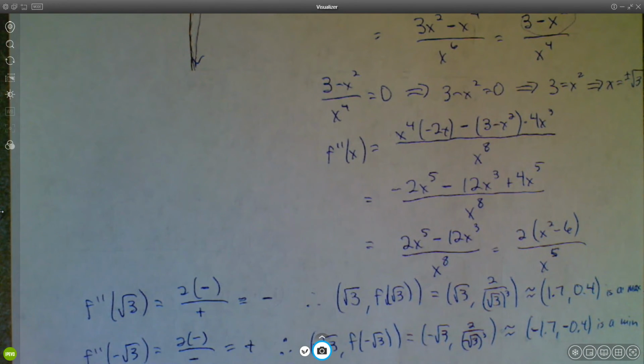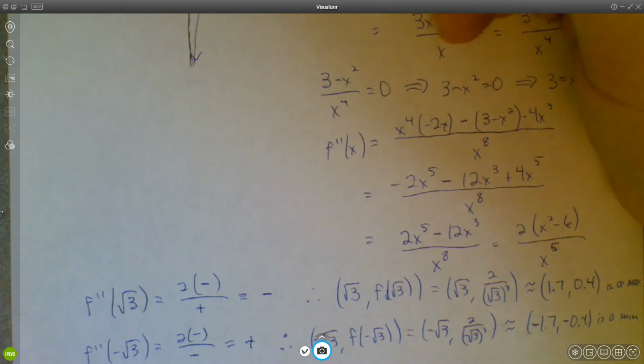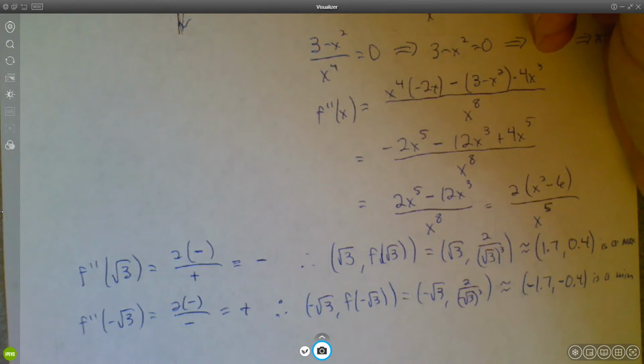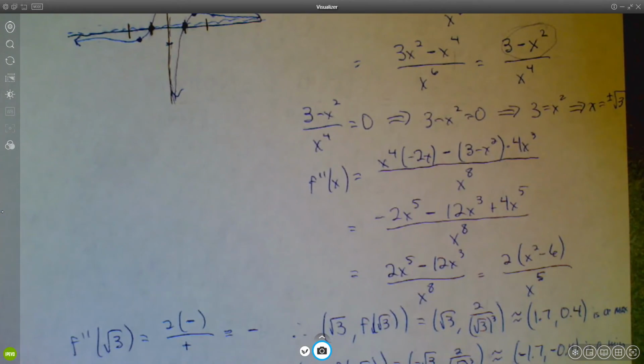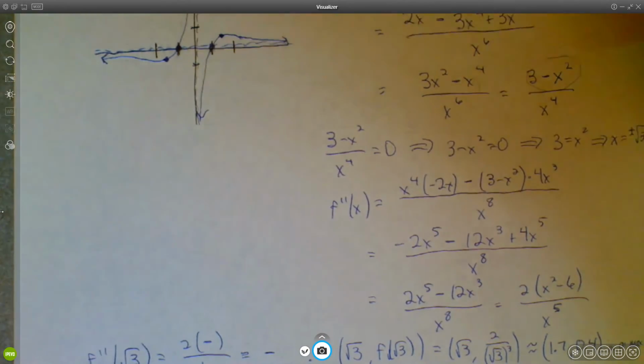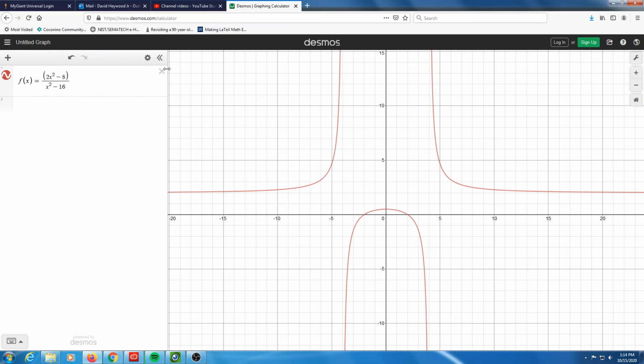What else could we say about this? If I wanted to be certain that this thing is going down and this thing's going up, I could look at the limit as x approaches 0 from the right and the limit as x approaches 0 from the left and figure out what's going on there. But I suspect this is the way that it's going to look. Let's take a look at what Desmos has to say about this.